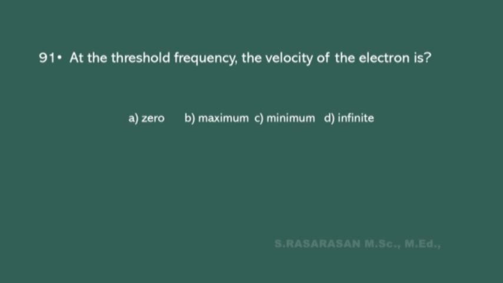Next, at the threshold frequency, the velocity of the electron is 0 or maximum or minimum or infinite. At threshold frequency, the concept comes in photoelectric effect, photoelectricity.